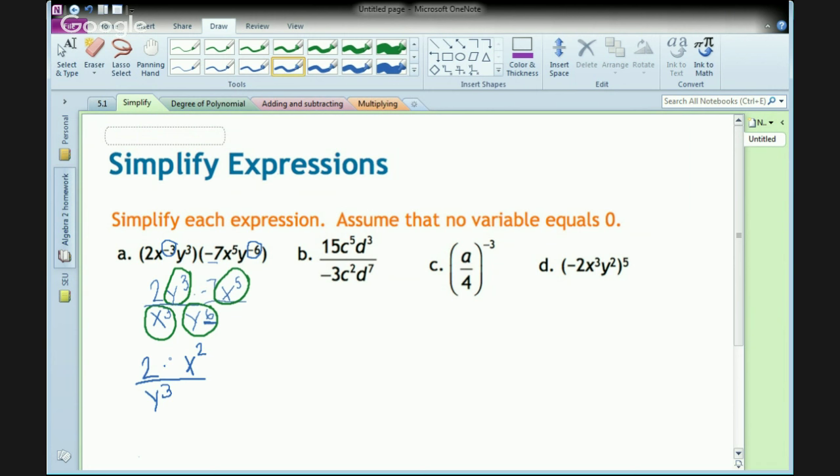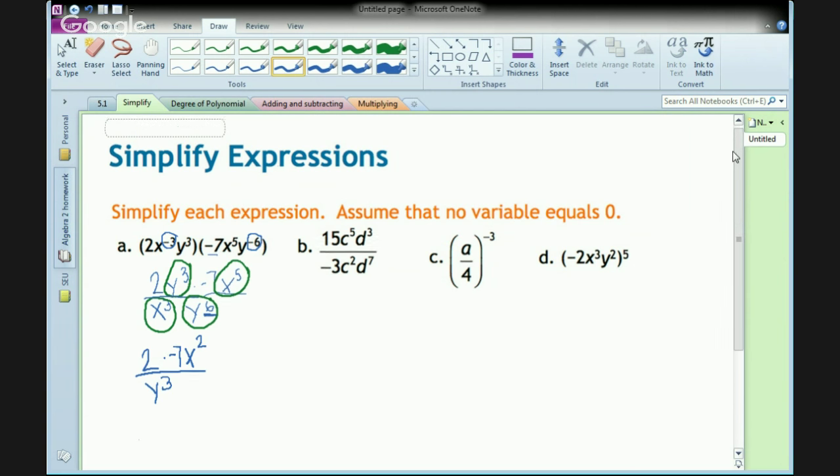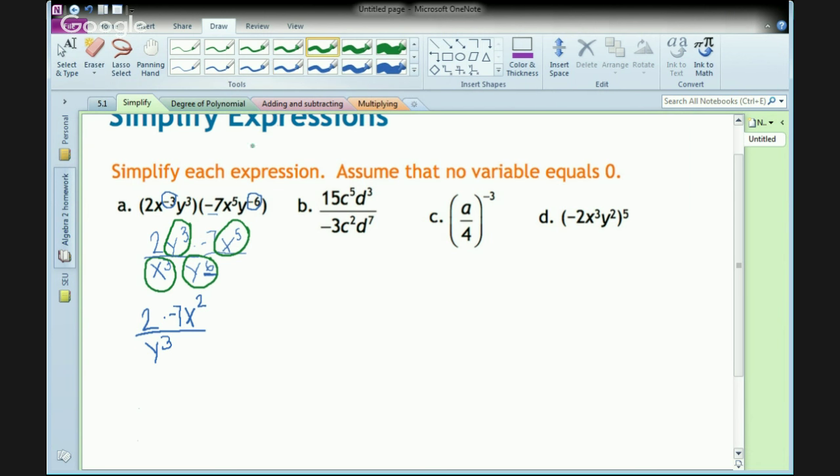But I still have that negative 7. So I'm just going to rewrite that negative 7. So we're almost done here. I can combine by multiplication my 2 and my negative 7. So 2 times negative 7 is negative 14. And then everything else stays the same.